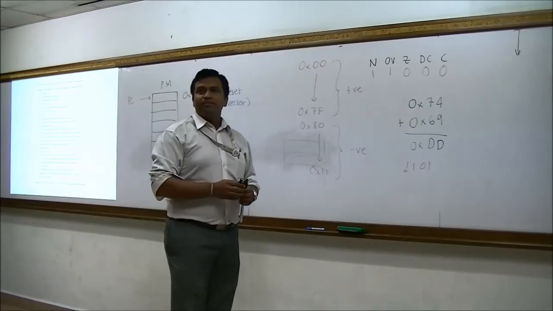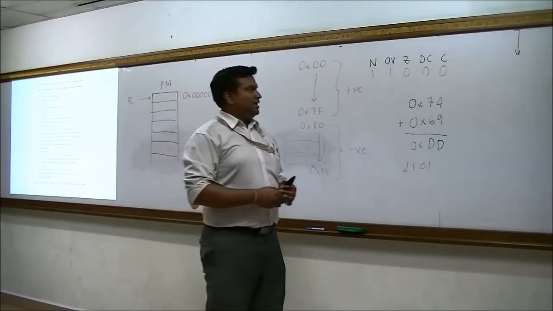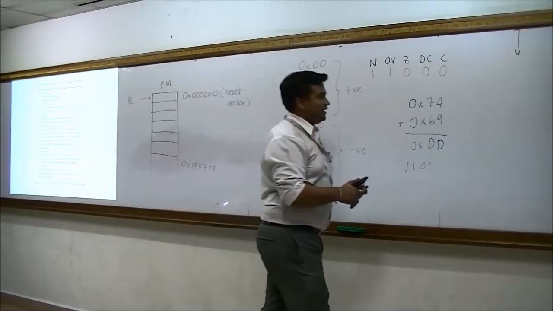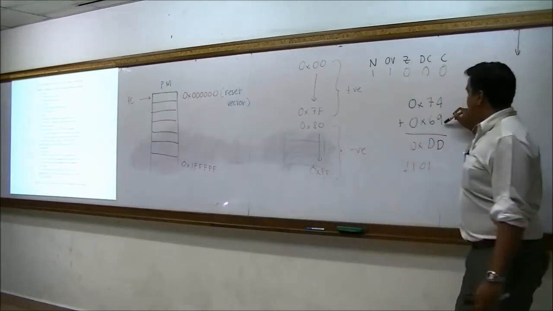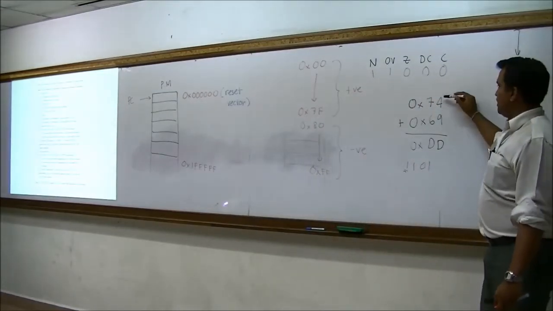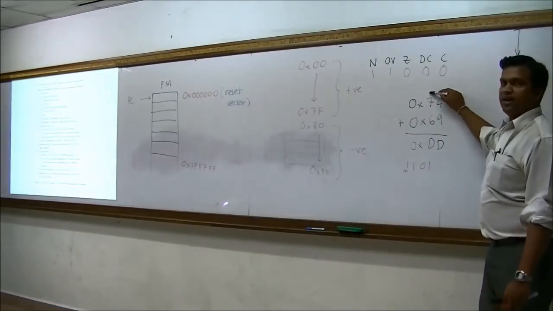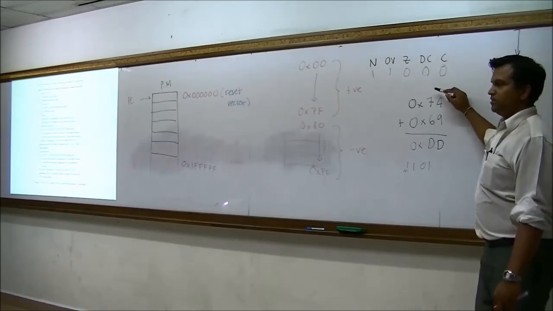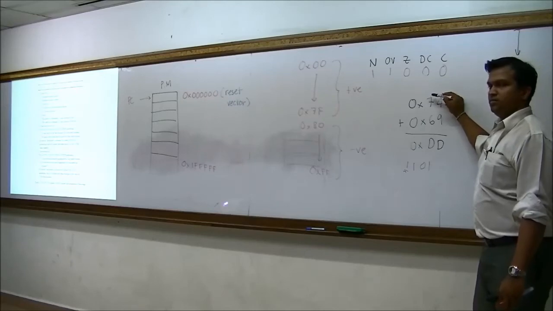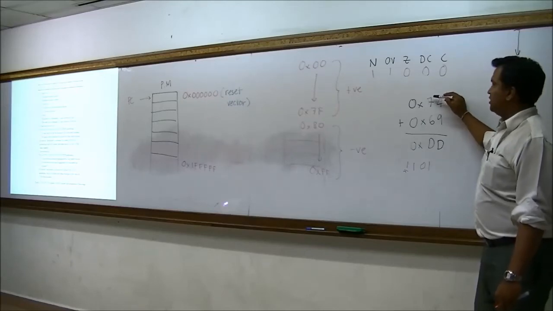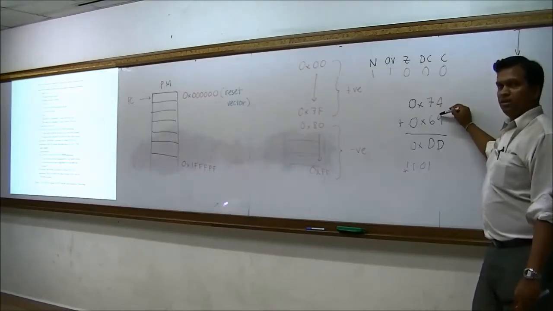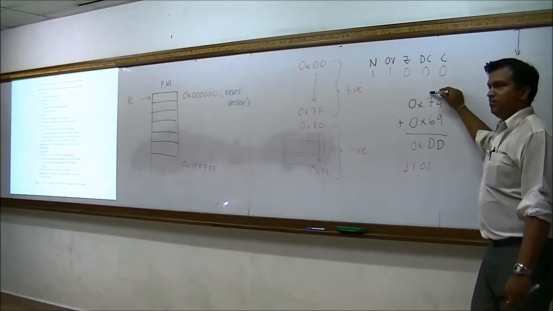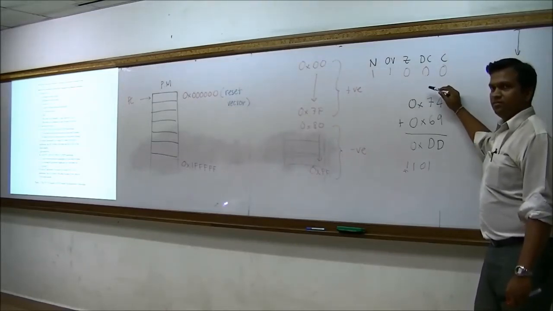So let me explain digit carry again. Digit carry is when you add these 2 digits and you have a carry towards the next higher nibble. This is actually the lower nibble, and this is actually the higher nibble, 4 bits each, right? Whenever the lower nibble causes a carry over to the higher nibble, that is known as digit carry. Is it clear?